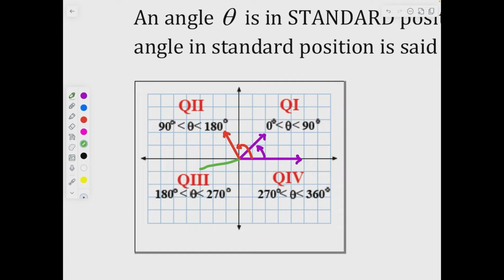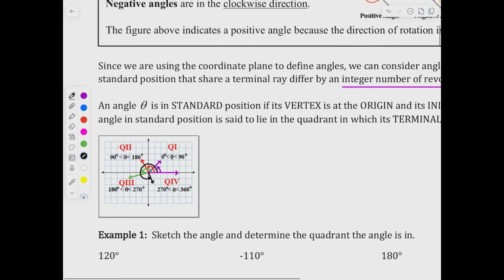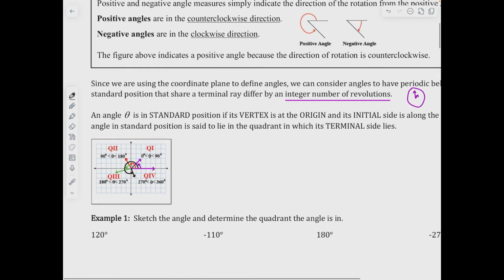I can put this in quadrant number 3, and based on my positive angle, it can go from the initial to the terminal. Same thing with quadrant number 4. I can have something in quadrant number 4, and it's going to open all the way to that point right there. Okay, so those would be my 4 quadrants.